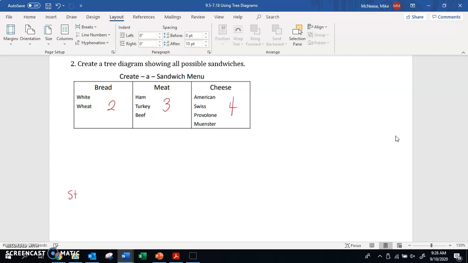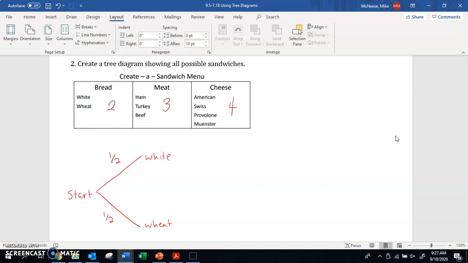Remember, I've got my starting point, and from there we got to choose a bread. So we've got two possible paths for bread. We've got white and wheat. And since there's two options, you have a 1 in 2 chance of going on each of them.